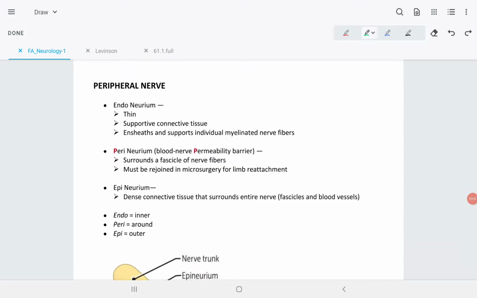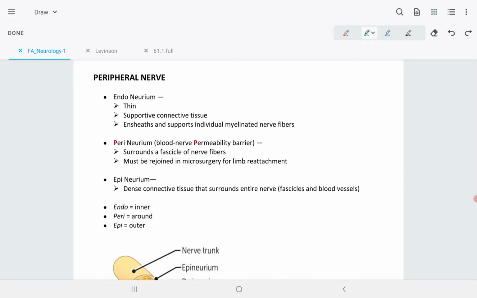Now the peripheral nerve and the connective tissue layers the nerves occupy. Number one is endo; endo means inside. Peri means in the middle, and epi means outside. Now the endoneurium is a thin, supportive connective tissue sheath that surrounds and supports individual myelinated nerve fibers.